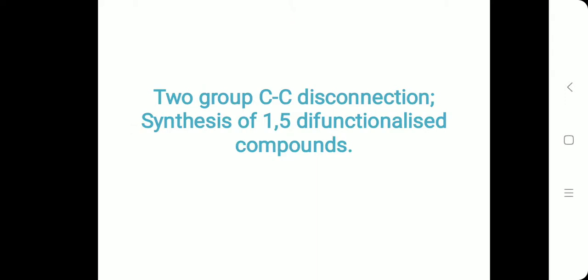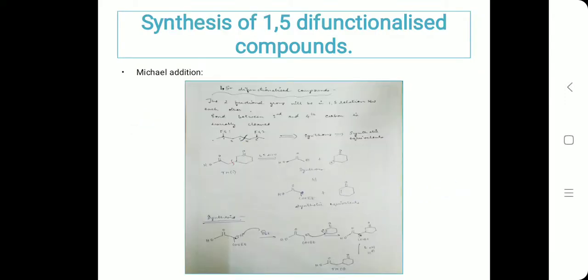So these also come under the C-C disconnection. Now let us look at some examples. See, the two functional groups will be in a 1,5 relationship between each other. The bond between the third and fourth carbon is usually cleaved. So now let us look at the general mechanism.